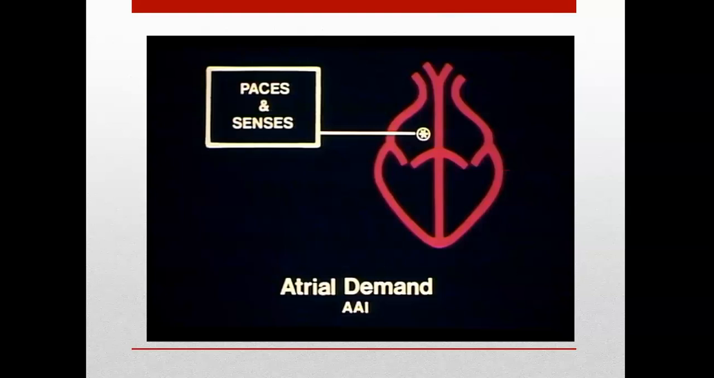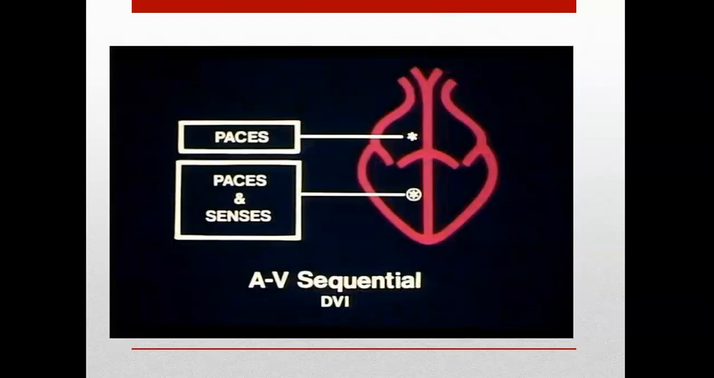In atrial demand, or AAI, the atria both senses and paces, and the pacemaker is inhibited if an intrinsic atrial beat is sensed within a specified time. For AV sequential, or DVI, both atria and ventricles are paced, but only the ventricle is sensed. So the pacer is inhibited if an intrinsic ventricular beat is sensed.